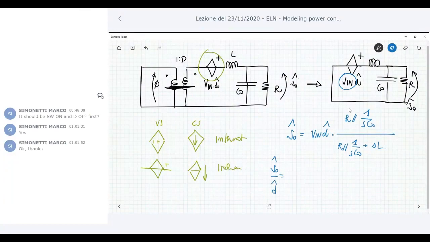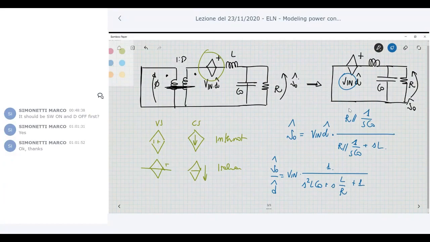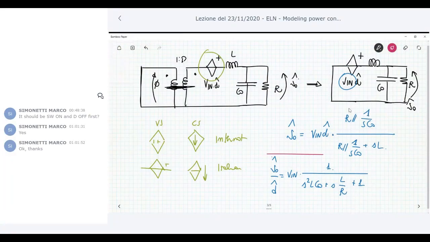This is very simple because you have the parallel, and then what happens is that you have 1 over S square L C naught plus S L over R plus 1. Okay. So as you can see, I derived the control to output transfer function in very few steps, and very simple because I just made reasonings about the circuit.